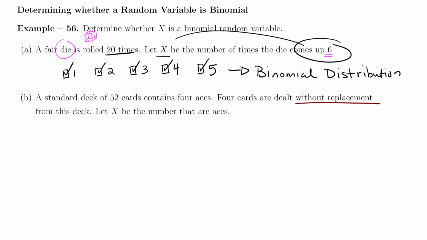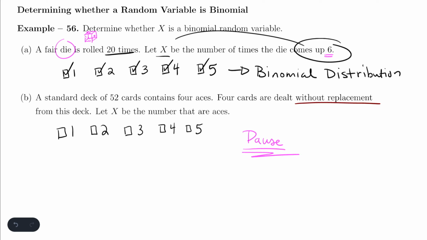Now let x be the number that are aces. So looking at the criteria of the 5 conditions above, go through each of the conditions in order, starting with 1, and see if they all are successful, as in our earlier example, or if one of them fails, and which one. I'd encourage you now to pause the video, attempt this on your own, and then unpause to check your work.